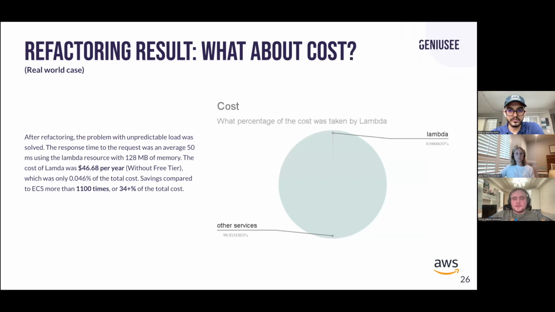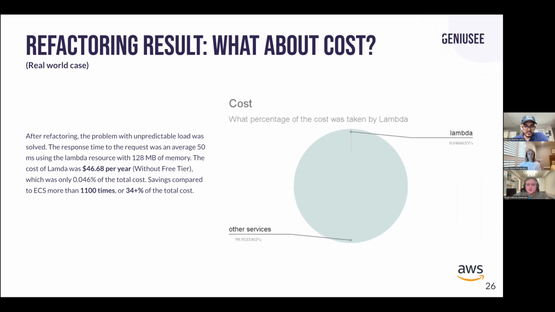What we had in the result. After refactoring, the problem with unpredicted load was solved by changing this infrastructure part, and Lambda saved us in this case. The response time to the request was an average of 50 milliseconds using the Lambda resources with 128 megabytes of RAM. We decided to use this amount of memory from a financial point.